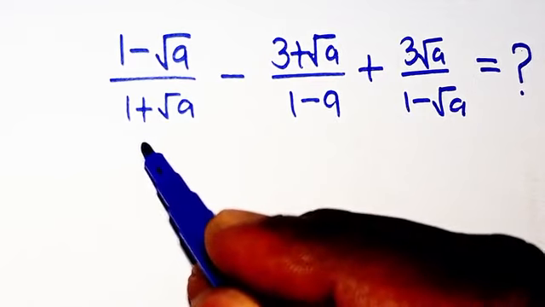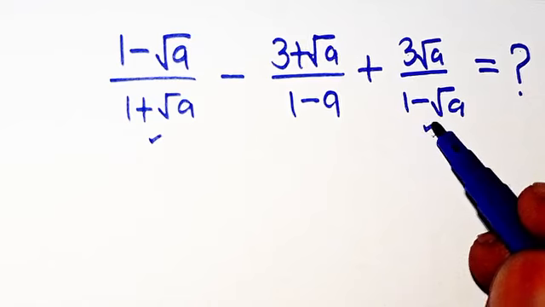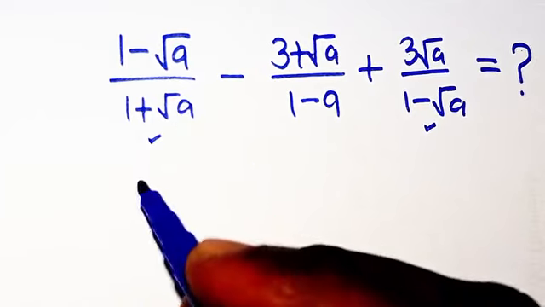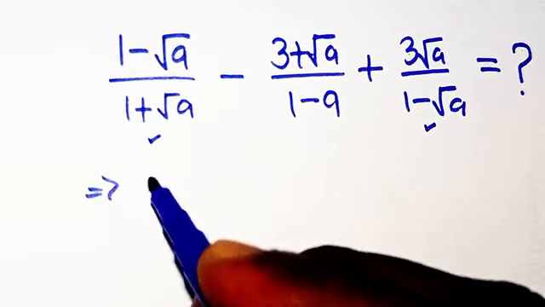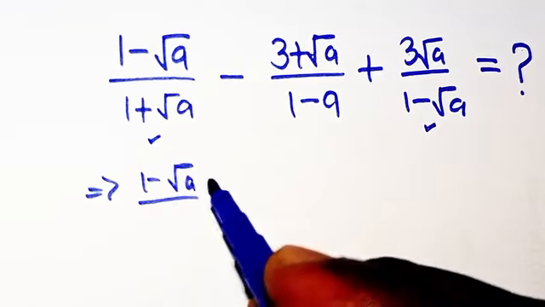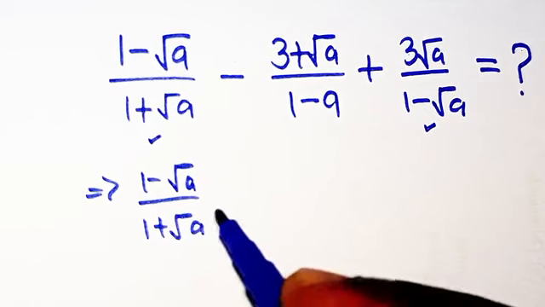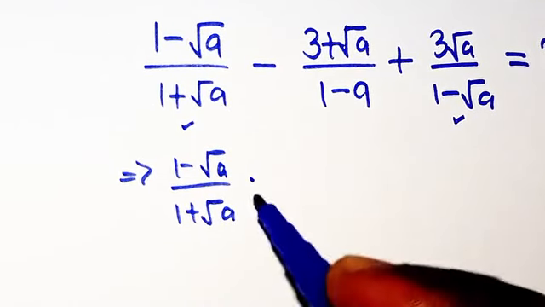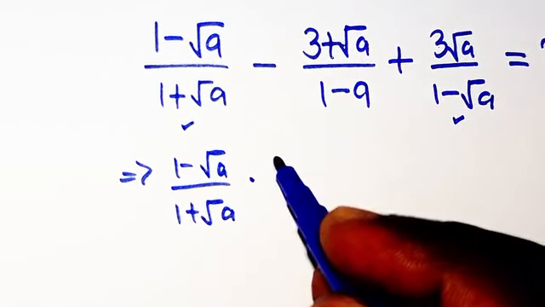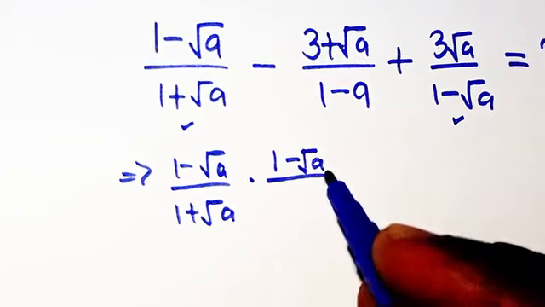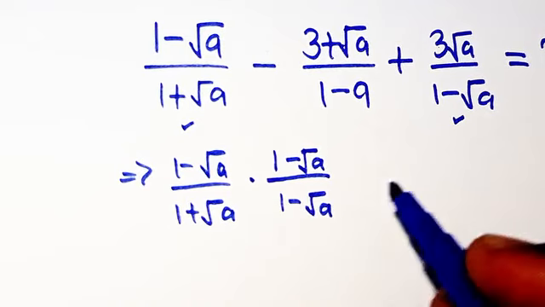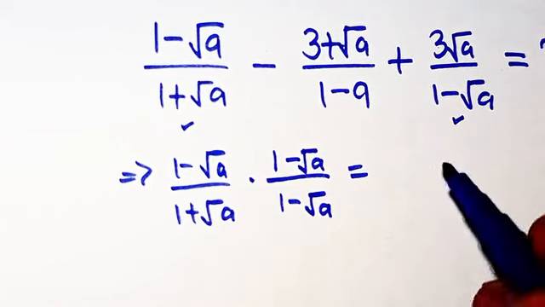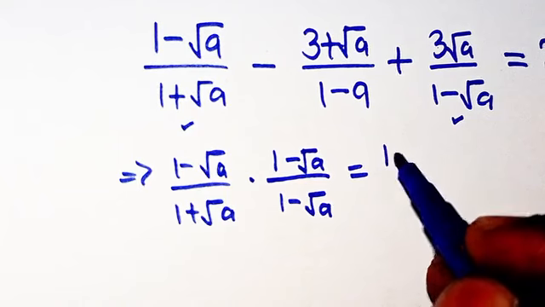What I'm going to do is rationalize these first. Take (1 minus root a) over (1 plus root a). I'm going to rationalize this by multiplying both the numerator and the denominator by the conjugate of the denominator, 1 minus root a, all over 1 minus root a. So in the numerator, 1 minus root a times 1 minus root a. This is going to give me 1.